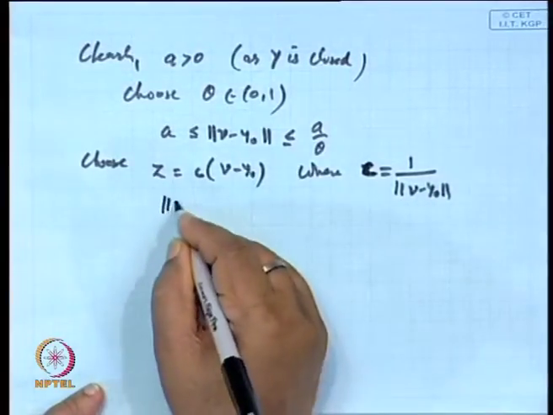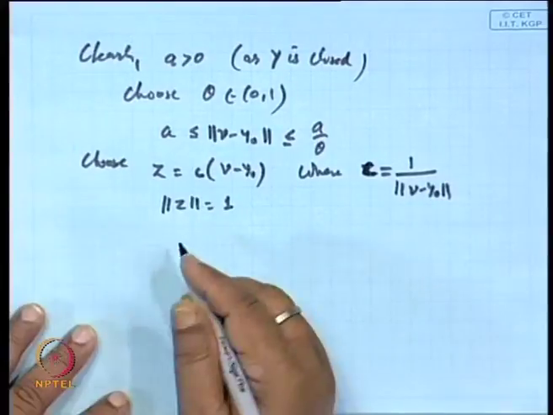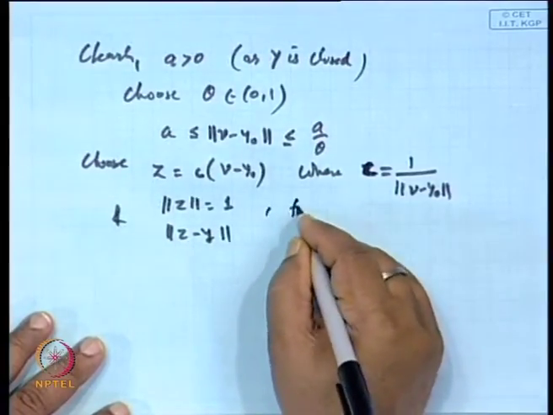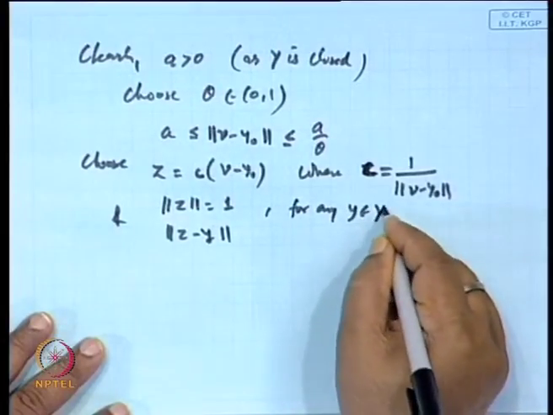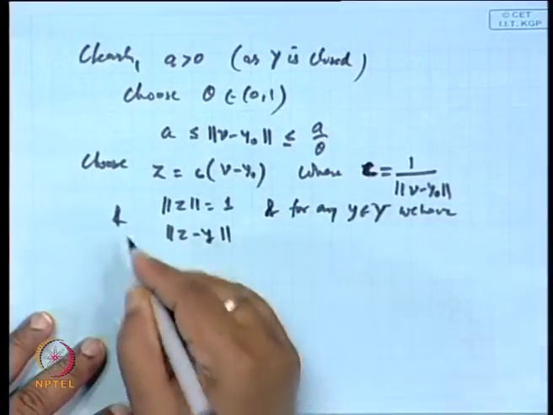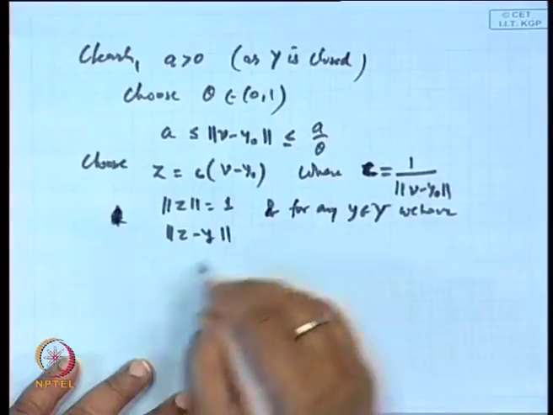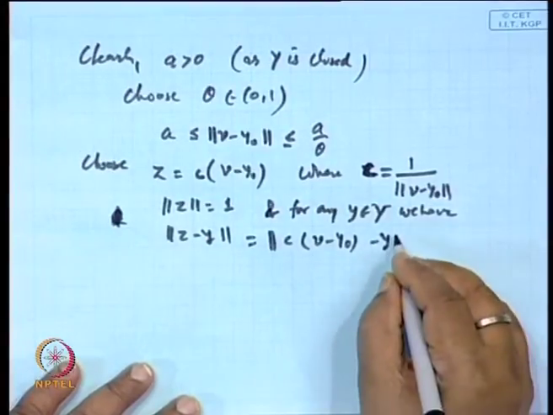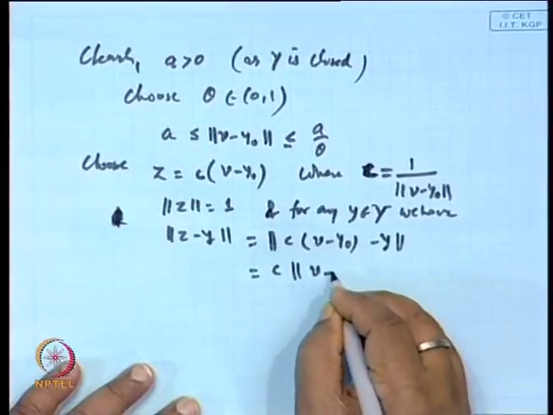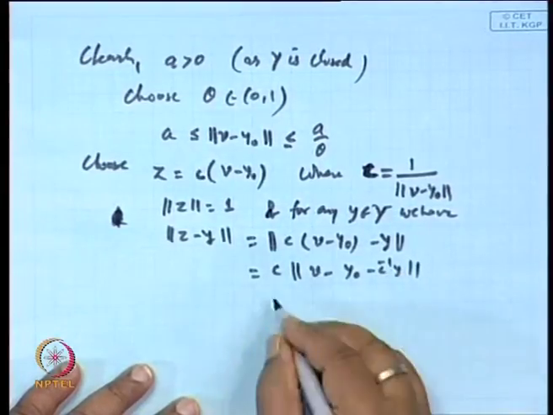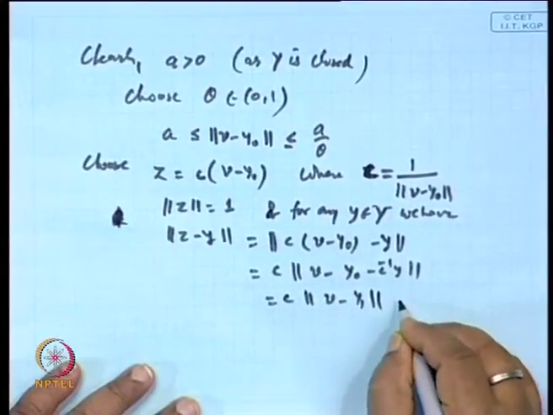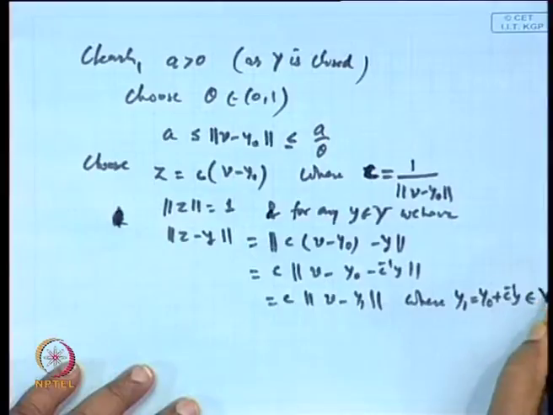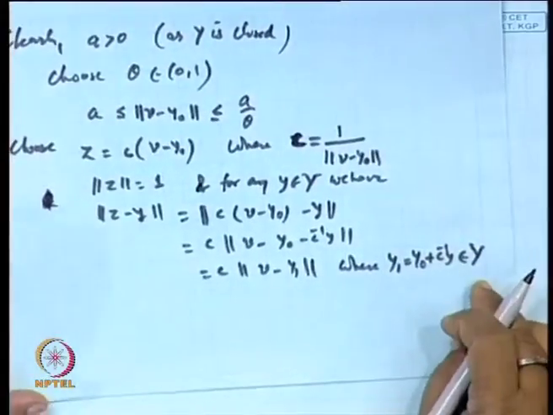By choosing this way, we can immediately say ||z|| is 1. And what is its distance from any arbitrary point y? That comes out to be, for any y belonging to capital Y, we have the norm of z - y, which is equal to the norm of c(v - y0) - y. This will be equal to c times, if you take it outside, (v - y0 - c inverse y), which is equal to c||v - y1||, where y1 stands for y0 plus c inverse y, which is an element of Y, because Y is a subspace. So this will be a point in Y.